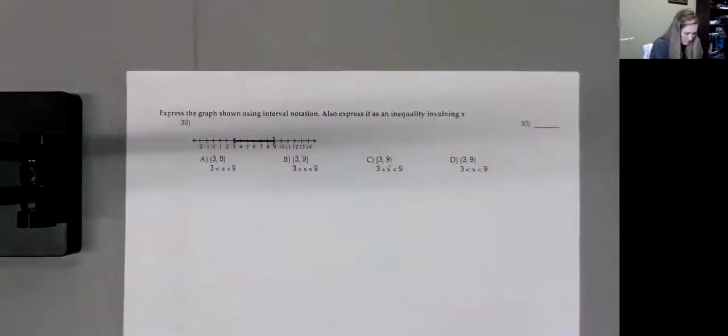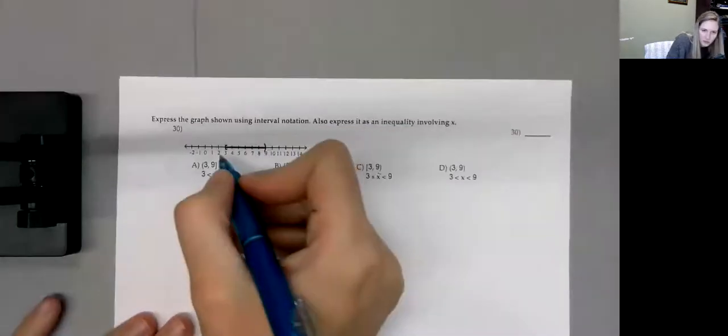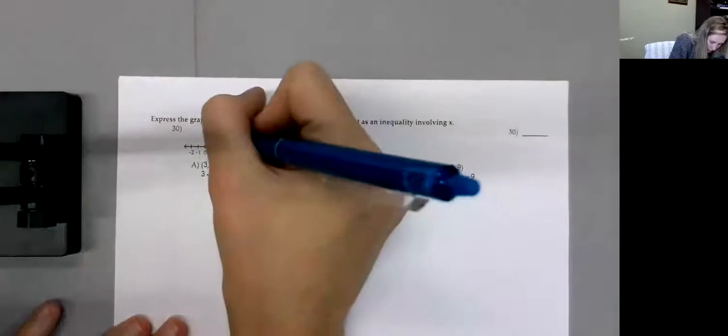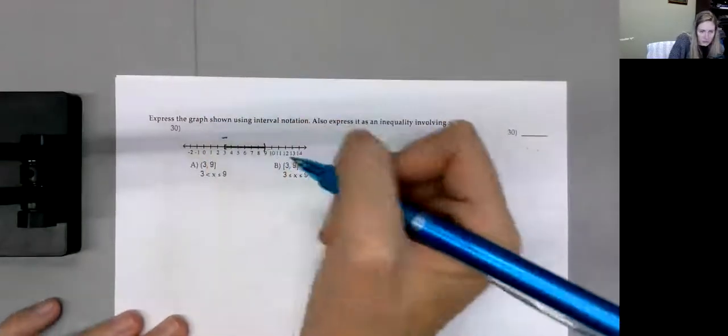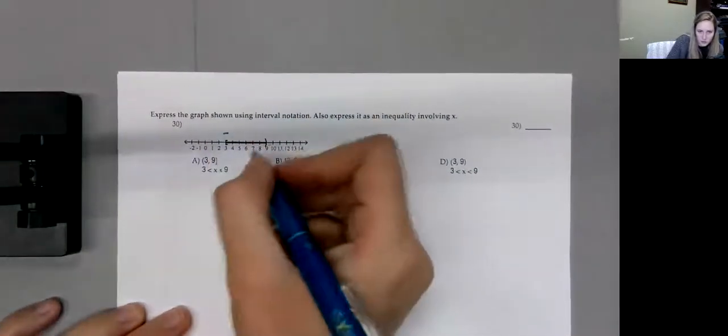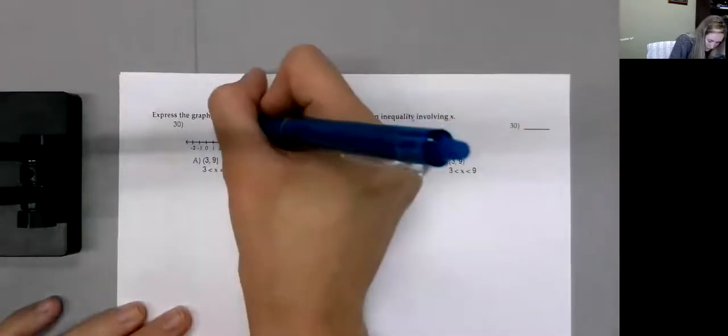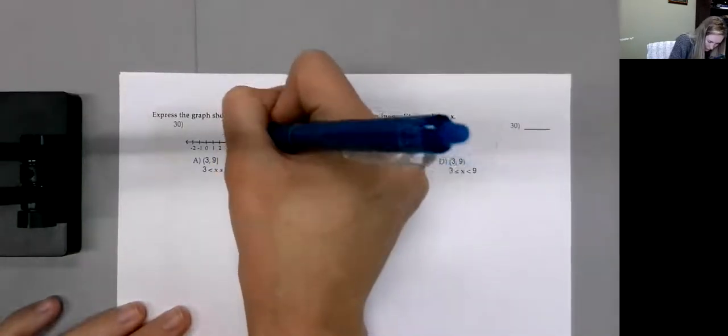Last problem. Express the graph shown using interval notation. Also express it as an inequality involving x. So this one right here has an equal to, and this one is just a parentheses. We're looking for the one that has bracket 3, 9 parentheses.